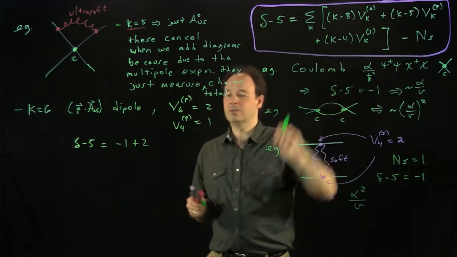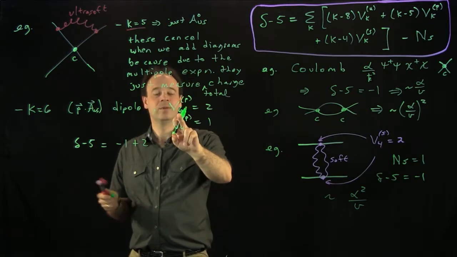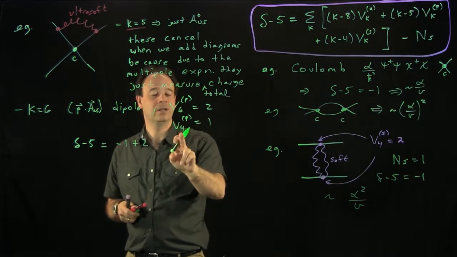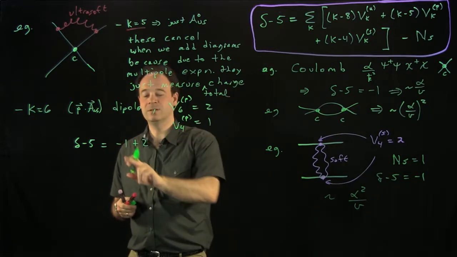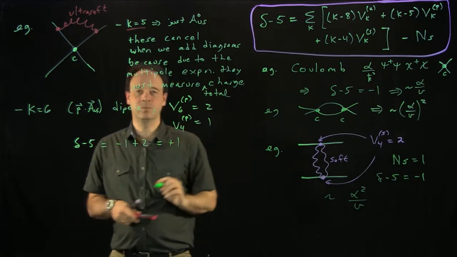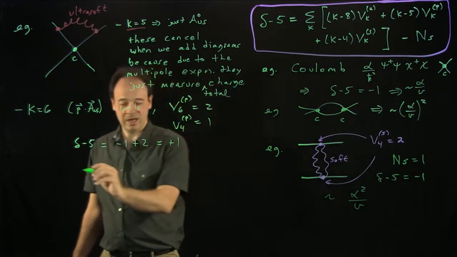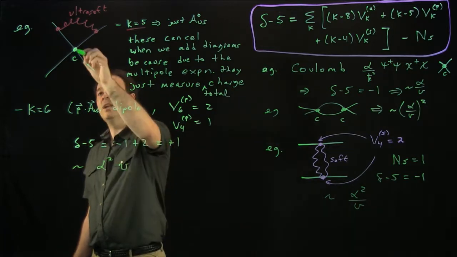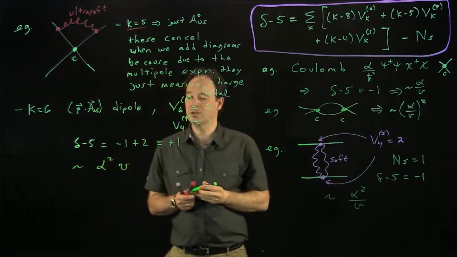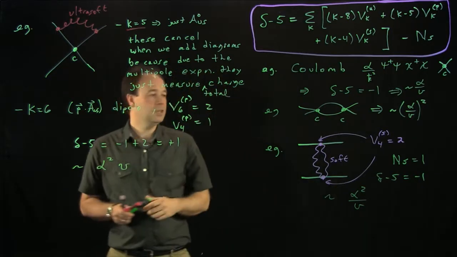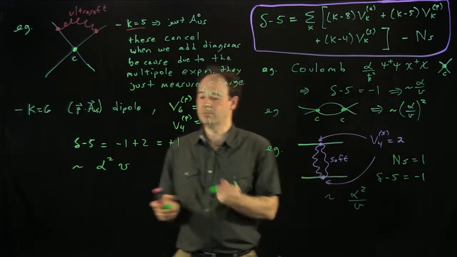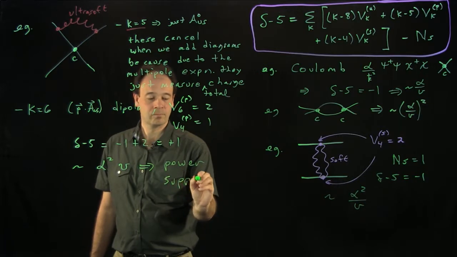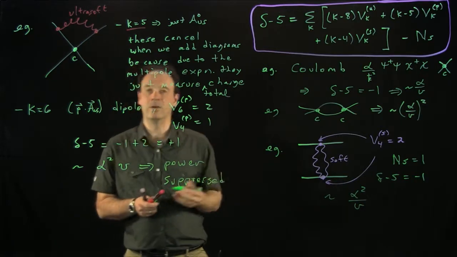I'm putting these in here and then subtracting the appropriate thing. So 6 minus 5 is 1 times 2, and then 4 minus 5 is minus 1, so that's this minus 1. So overall, I get a plus 1. And that means that the scaling of this diagram is alpha squared V. There's an alpha in the Coulomb and then another alpha from the two ultrasofts. And then the overall scaling is V. So this is power suppressed relative to the Coulomb interactions. So this is a power suppressed term, and we don't need to include it until we go to higher orders.